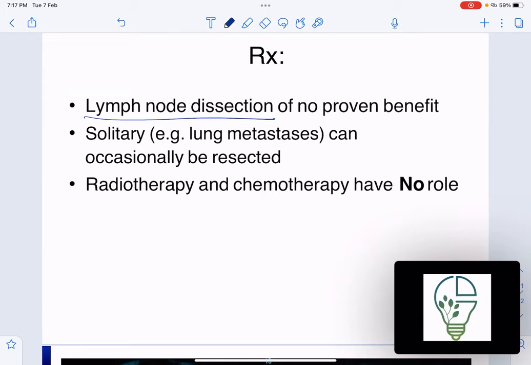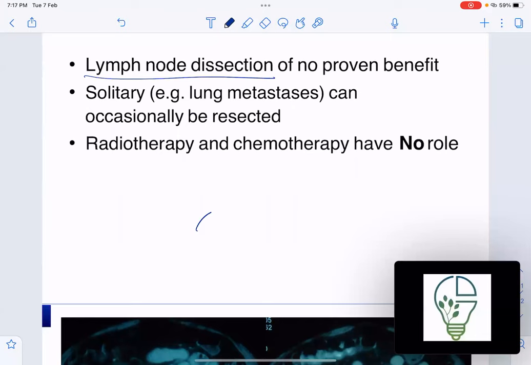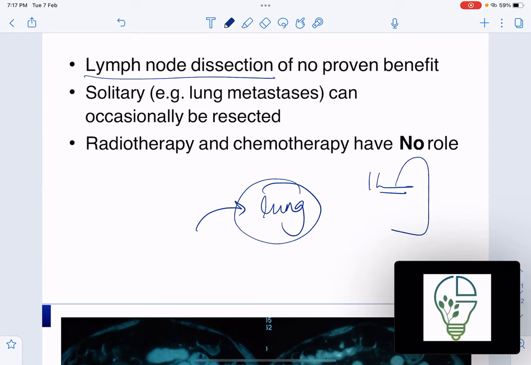However, for renal cell carcinoma, there's no proven benefit, so we don't really need to do it. If there is a metastasis, let's say it went to the lungs and it's caught very early on, and in the entire lung there was only one metastasis, then just excise that one metastasis. That's it.